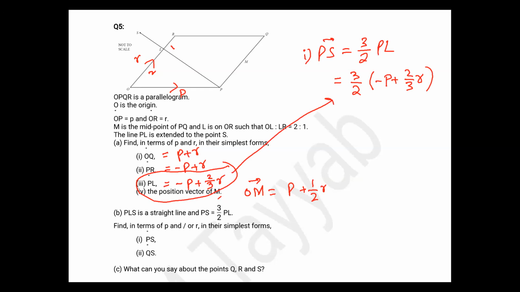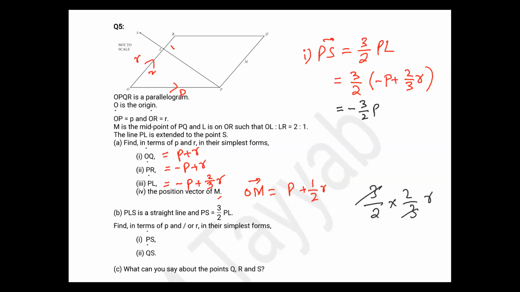You need to write your answer in simplest form. So multiply 3/2 inside. 3/2 times minus P will become minus 3/2P. If you multiply 3/2 with 2/3R, the 3 and 3 will be cancelled out, 2 and 2 will be cancelled out. So we will be left with R only. So 3/2 into 2/3R is simply R.